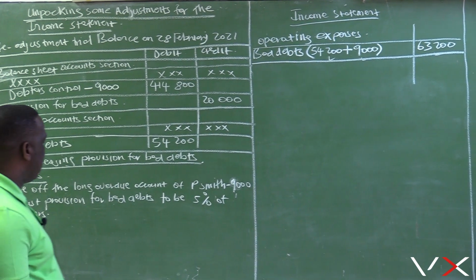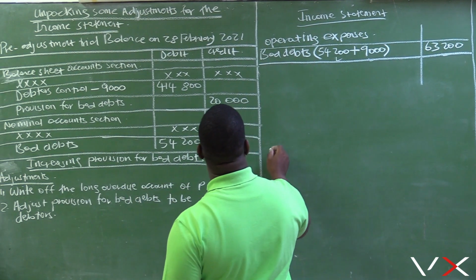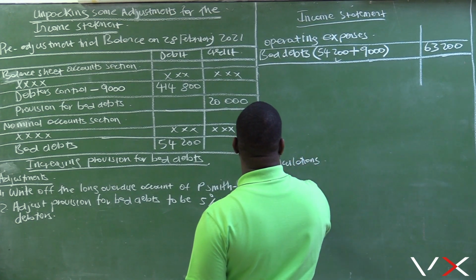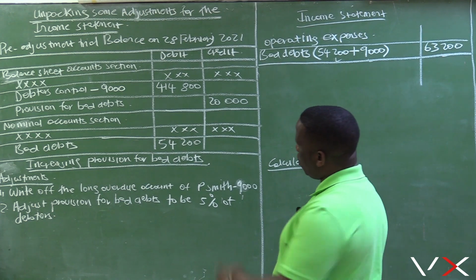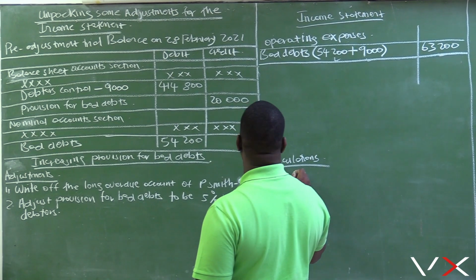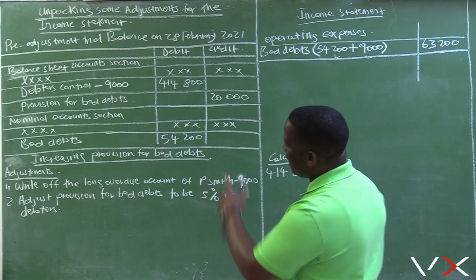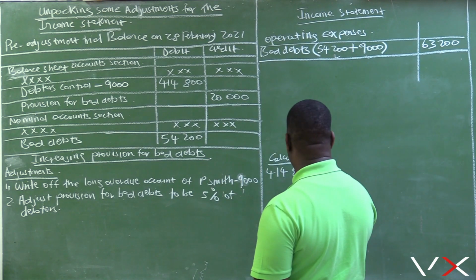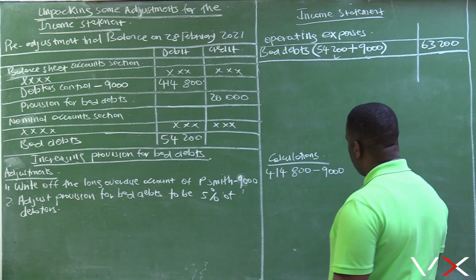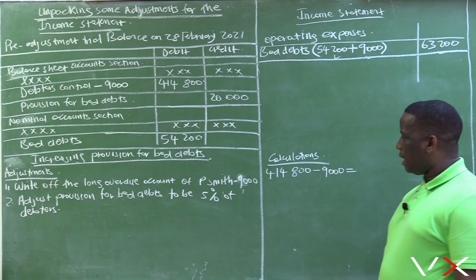So provision for bad debts must be adjusted to be 5% of debtors. So now your calculations: debtors in the pre-adjustment trial balance was sitting at 414,800, this debtors control. But adjustment number 1 has adjusted debtors control by reducing it by 9,000 rands. So it has now been decreased by 9,000 rands.